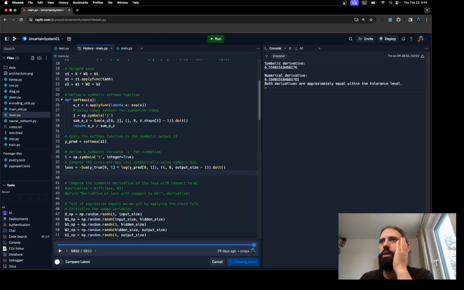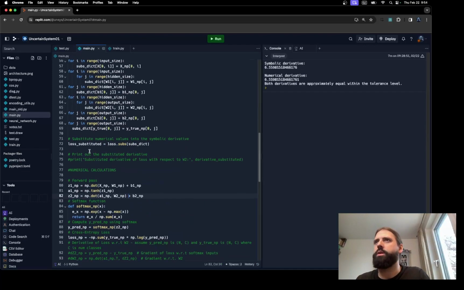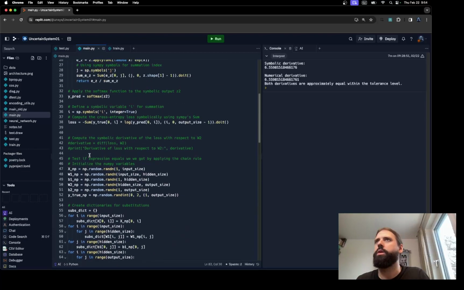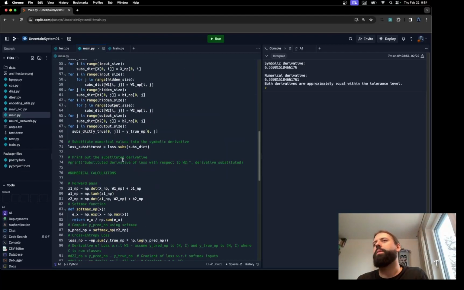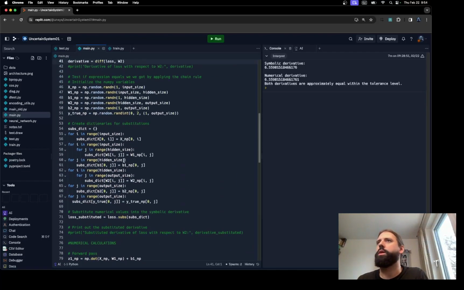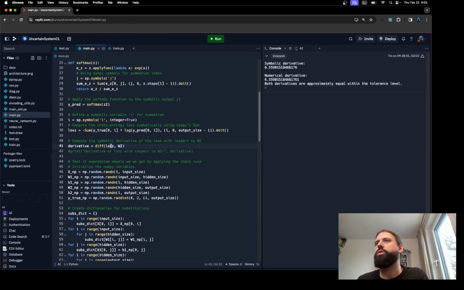Okay, I think I was just commenting the stuff. So yeah, the derivative of the loss with respect to W2. Oh yeah, of course. No, these substitutions are good because they are needed for the evaluation with respect to W2. And how do I know these?